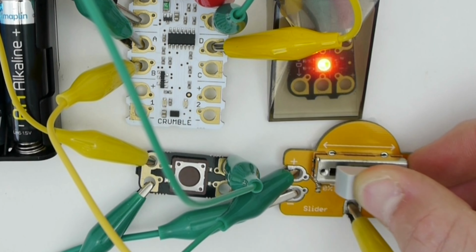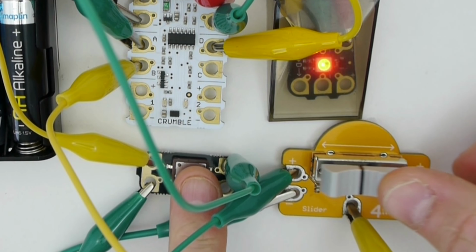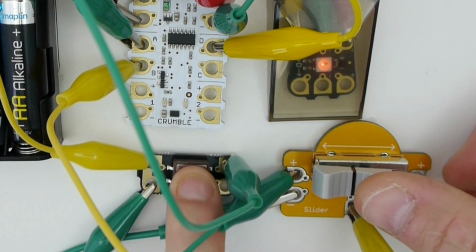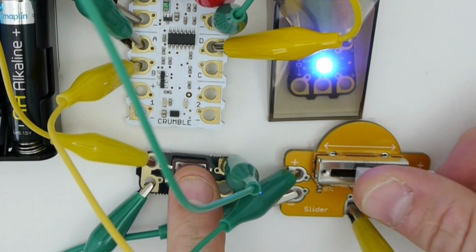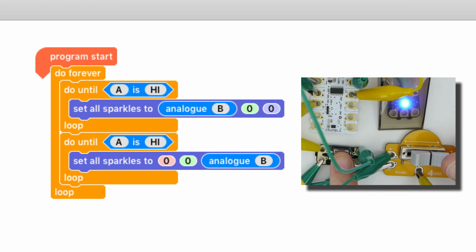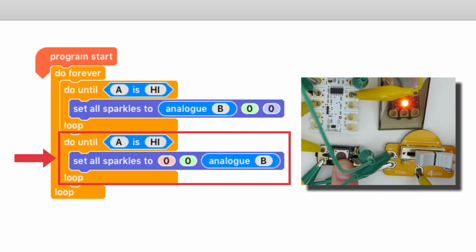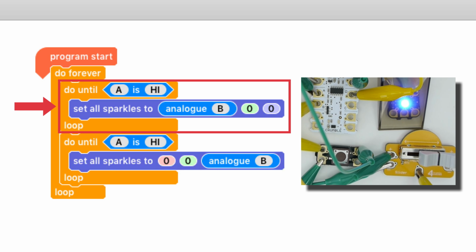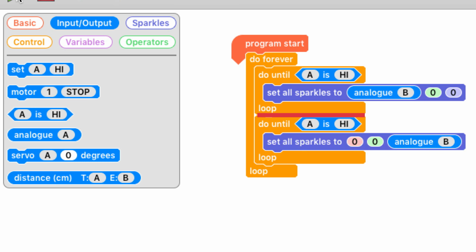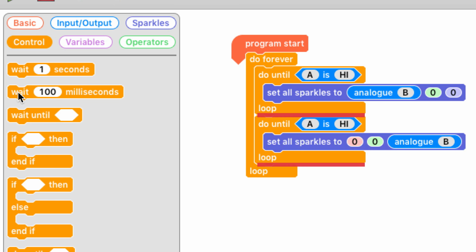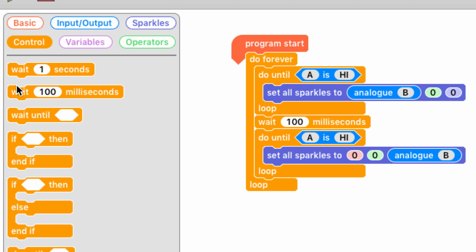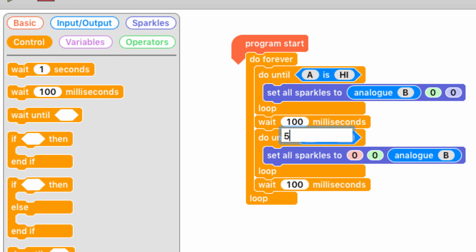Excellent, my slider is certainly changing the brightness of the sparkle, but it seems a bit temperamental at changing between red and blue. Why might this be? Well, perhaps it's all running a little too quickly. As I press the button, my code is going to stop running this section and start running the next section. But what if the button is still pressed at this point? It's going to move on. I'm going to add a couple of wait blocks here and here to give me a chance to press and release the button before it starts sensing its value again. 500 milliseconds, or half a second, should be enough.